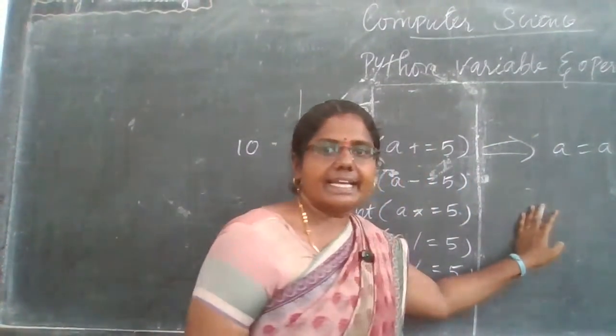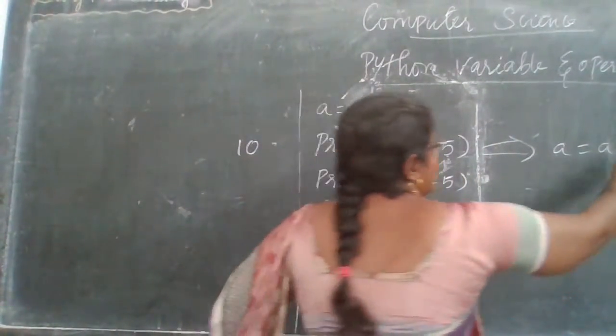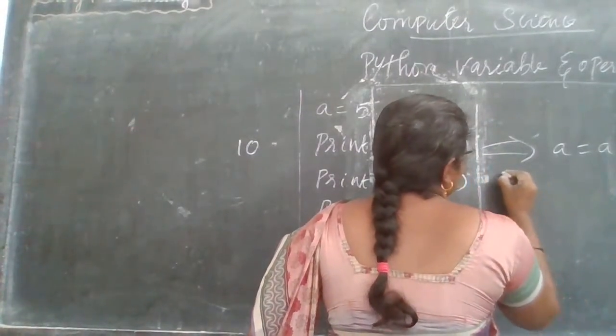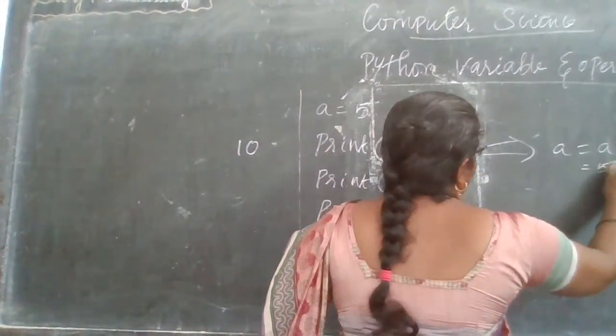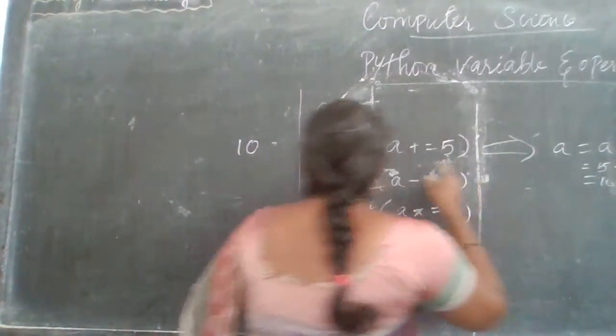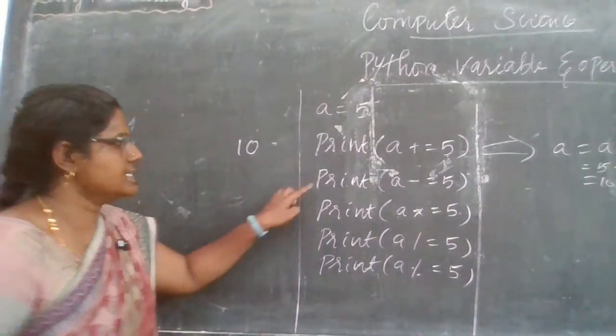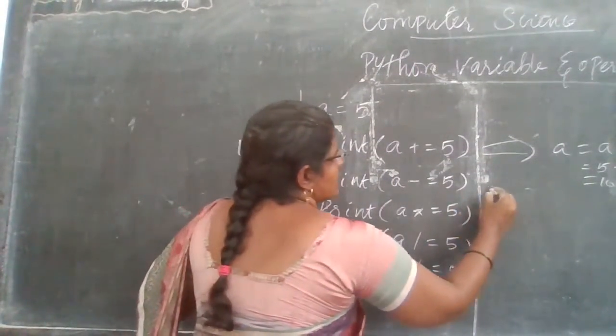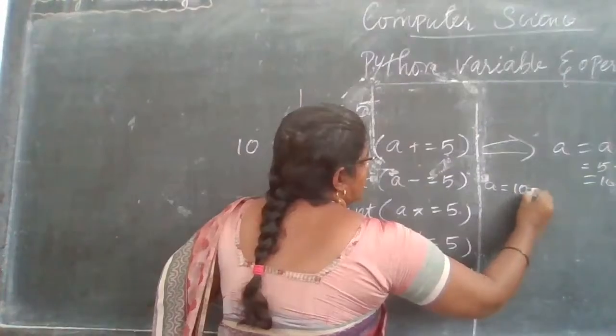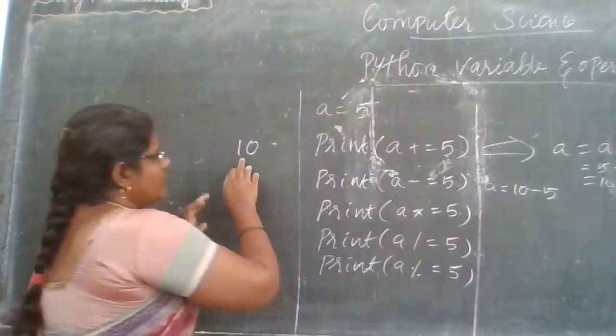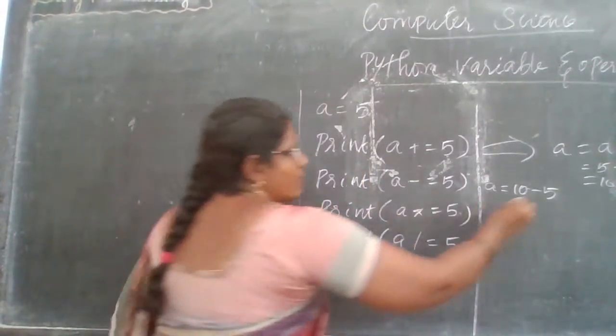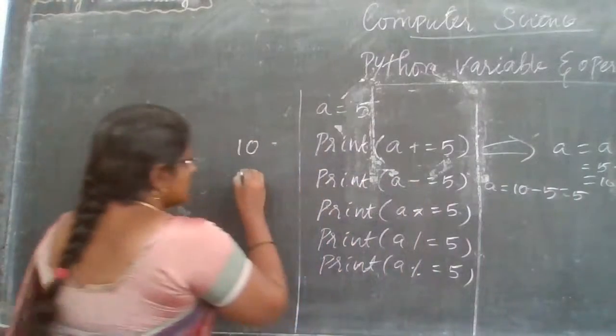Here I just write the execution part. a equal to a plus 5. That means 5 plus 5, 10. So here the value of a is 10. Next, a minus equal to 5 means a equal to 10 minus 5. The last value of a is 10. So 10 minus 5, 5. Here the output is displayed as 5.